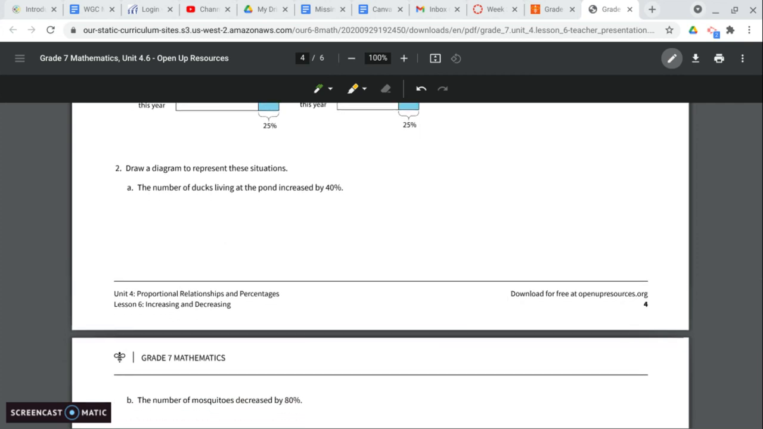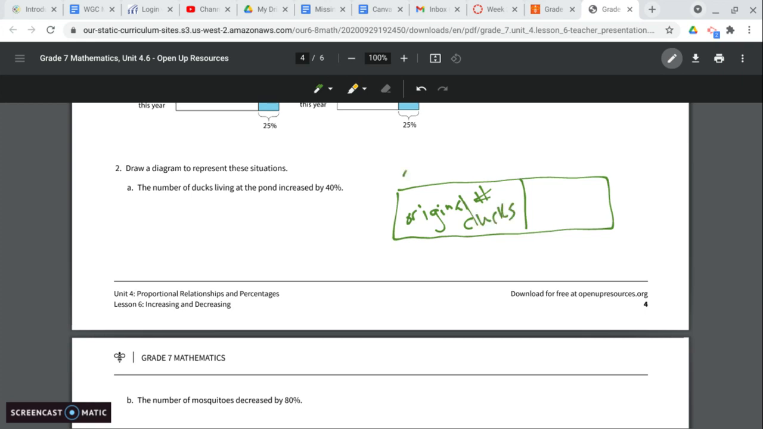The number of ducks living at the pond increased by 40%. So we know it's going to get bigger. So we're going to have our rectangle, and we're going to say this is the original amount. So original number of ducks. This is the new number of ducks. So then this is the 40% increase. So this is a way that we can show this. This shows that we're adding 40% to the original to get the new amount of ducks.